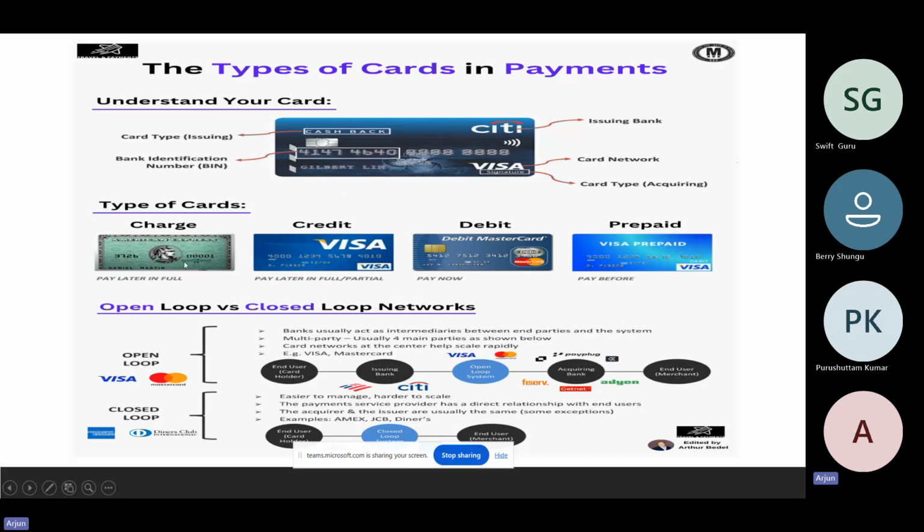And what are the types of cards we have? Charge card, credit card, debit card, and prepaid cards, right? So what is a charge card? A charge card is where you use your card and you have to repay the entire bill completely. Unlike other credit cards, where we can make the minimum due payment or a part payment, in a charge card you use your card and completely pay your outstanding bill. One example of a charge card is American Express.